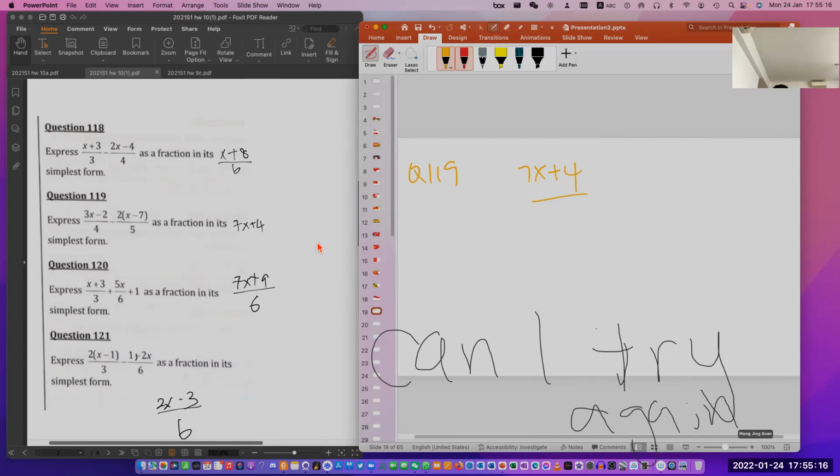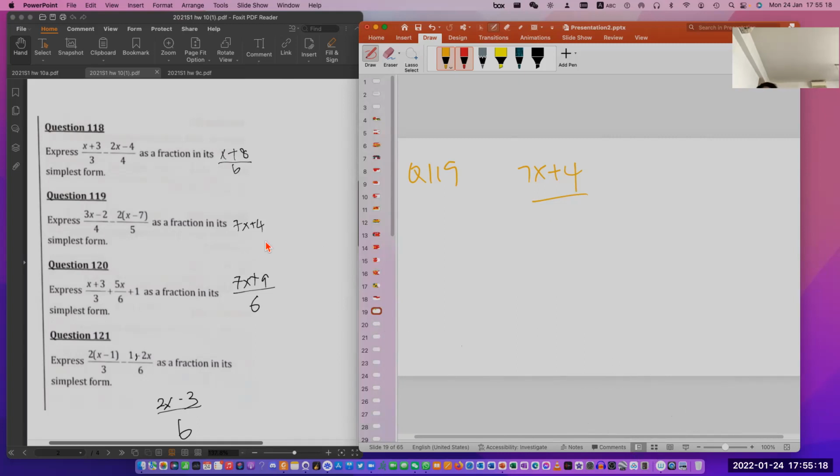You can try again, but your first mistake is so clear. You go and eliminate the denominator while you are not supposed to, right? Why are you not supposed to delete the denominator? Because this is an expression, not an equation.